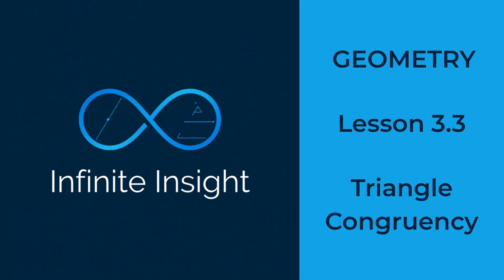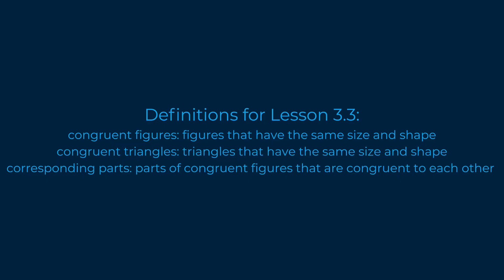Alright, let's begin. So, there are three definitions for 3.3. Congruent triangles are going to be the main focus of this unit for the rest of the unit, and they really all just matter on proving triangles congruent. You have congruent figures that have the same size and shape, congruent triangles that have the same size and shape, and corresponding parts. Now the first two definitions, they're pretty easy.